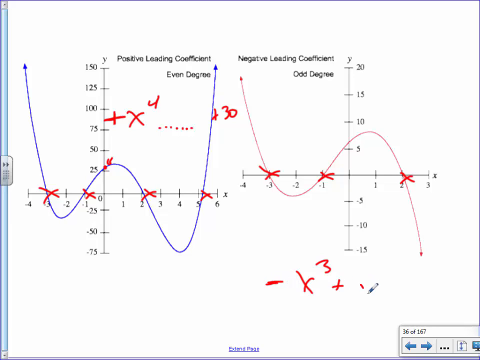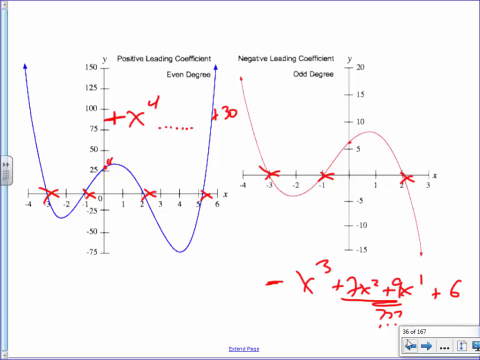Now, I don't know how many x to the 2s it has or how many x to the 1s it has, but we should be able to tell what the constant term roughly is. 6. Yeah, I'd say 6. Right? If that's 5, that's probably 6 right there. So it could be 7x squared, it could be 9x to the 1. I have no idea about these numbers. We don't know them for sure, but we should know the rough idea behind them.